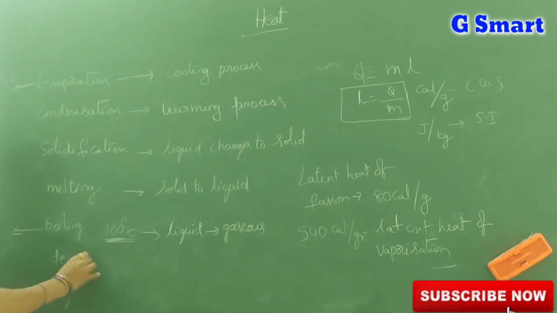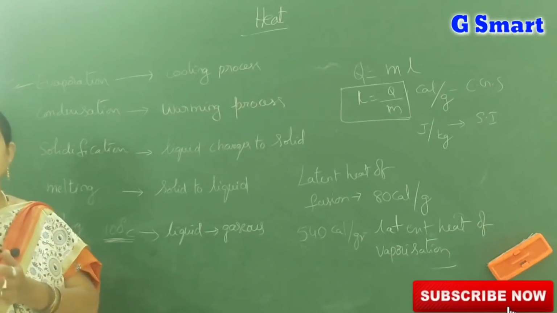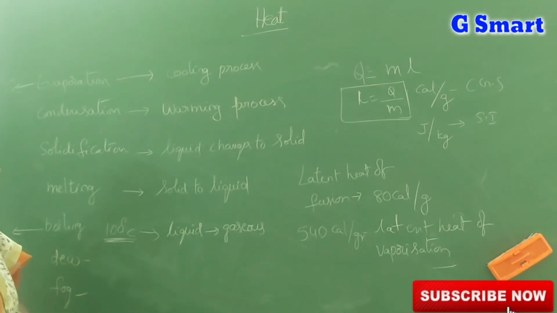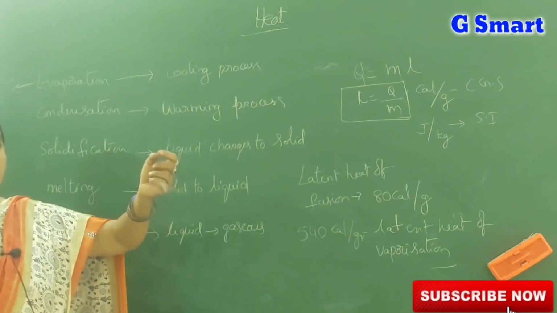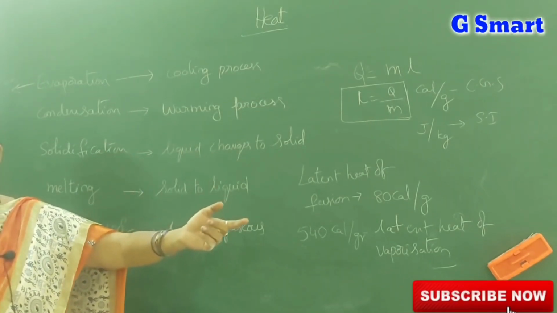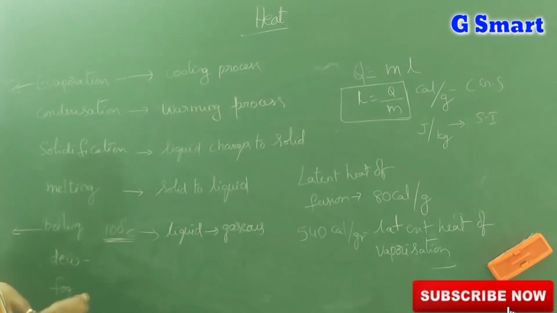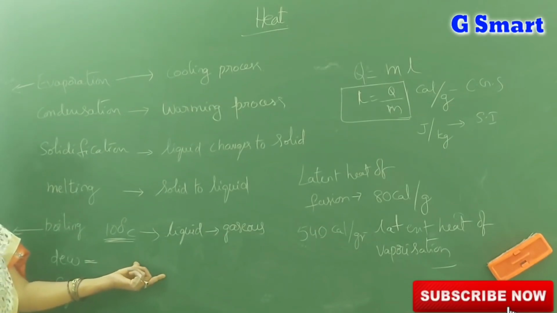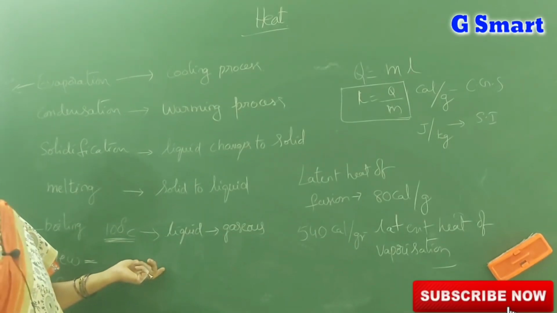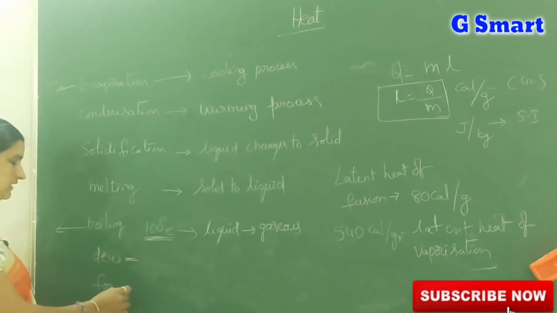Next, dew. What is dew and what is fog? In winter, we observe that the outer atmosphere is cooler than the room temperature. Sometimes water vapor condenses and forms water drops on the surfaces of leaves, window glasses, etc. Those are called dew. The condensed water vapor on window glasses, grass or leaves of plants is called dew.